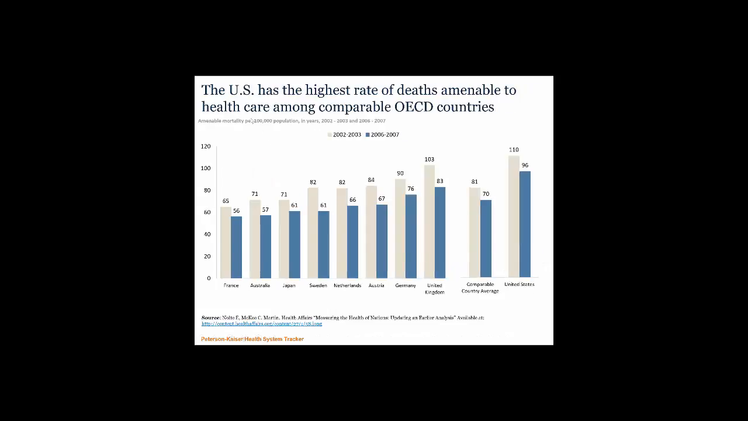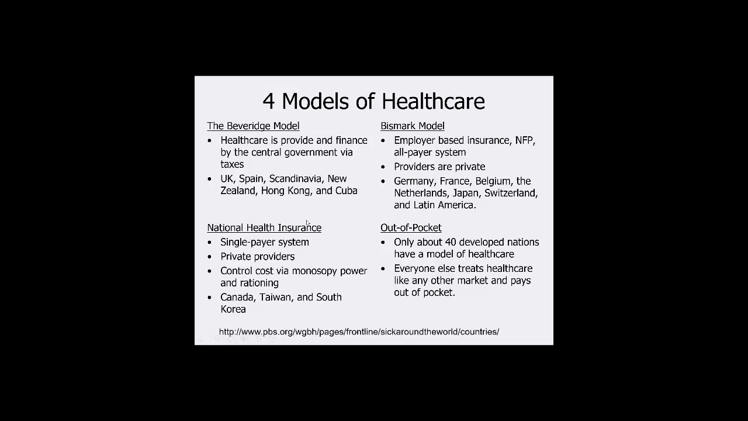The U.S. has the highest rate of death amenable to healthcare among comparable OECD countries. And France has seen a decrease. Austria and other nations have all seen a decrease in amenable healthcare deaths. The U.S. as well has seen a decrease, so it's not completely fair, but we do still have the highest rate among them all. So where does this leave us?